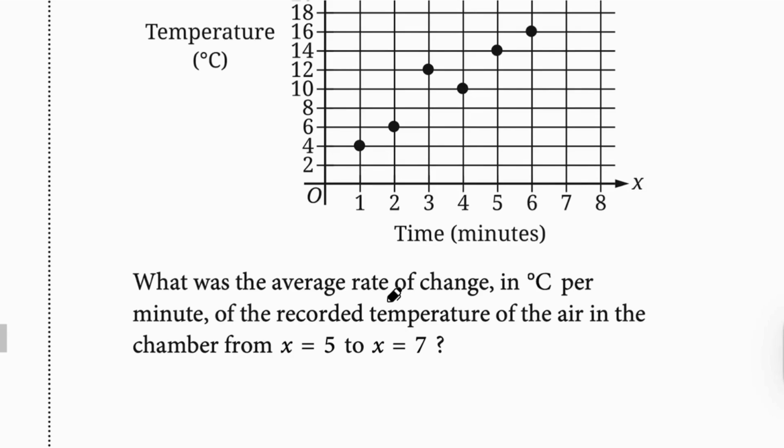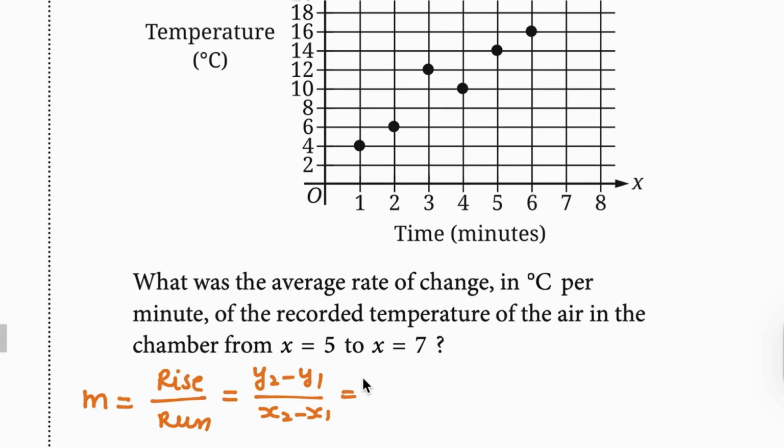What was the average rate of change? If I stop here, average rate of change is slope. That can be rise over run. Rise means vertical distance, run means horizontal distance. It can also be y2 minus y1 over x2 minus x1. It can also be delta y. Okay, let's leave that. So these are the formulas.